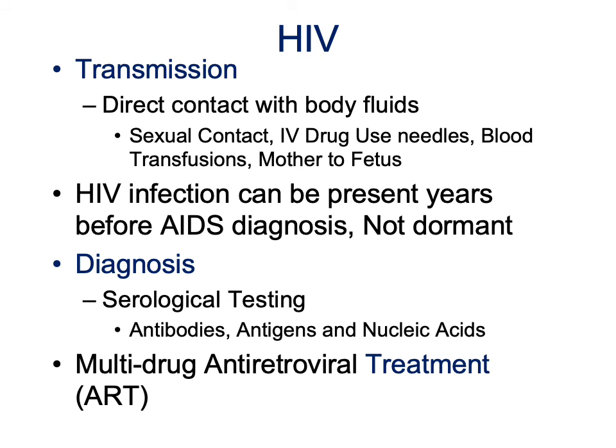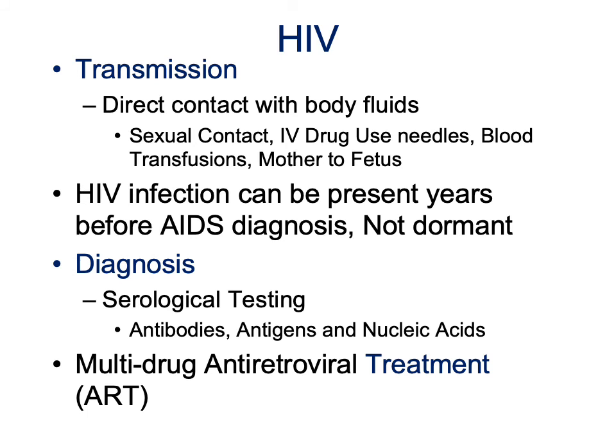Diagnosis is through serological testing, antibodies, antigens, and of course nucleic acids. We can look at that genetic component of HIV. It is treated with a multi-drug antiretroviral treatment, ART for short. And this can help the individual to remain healthy for many years. It can help to prevent opportunistic infections.